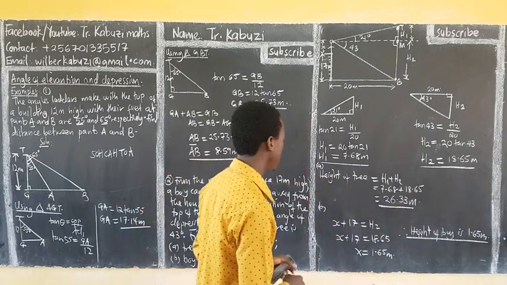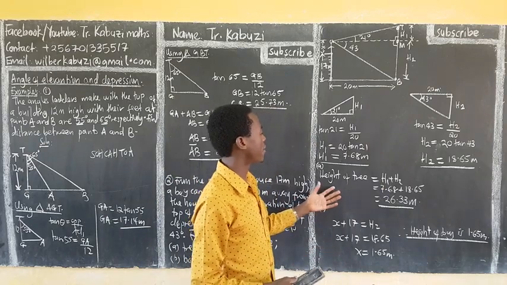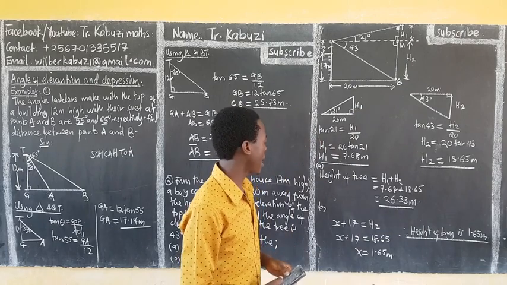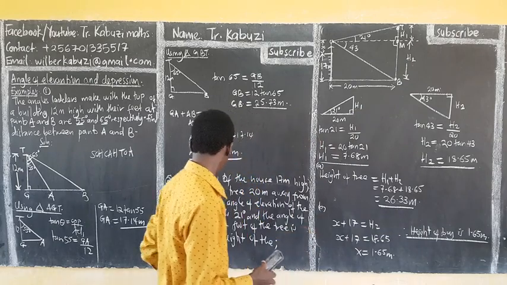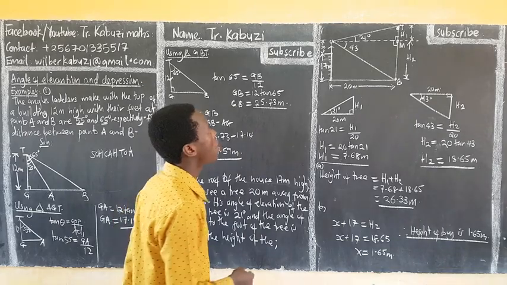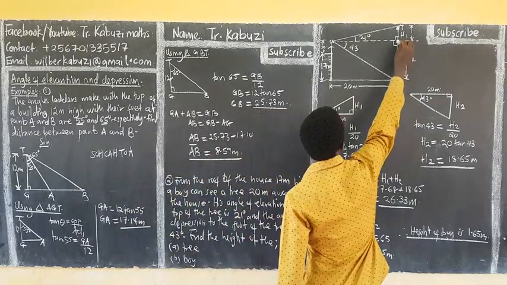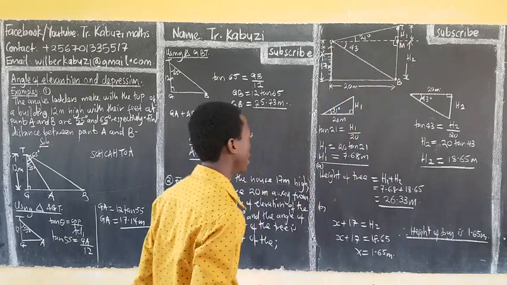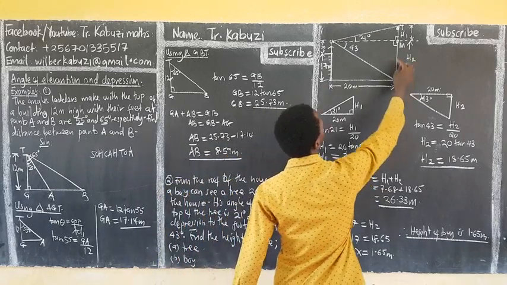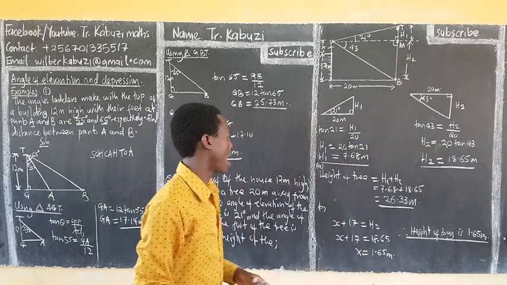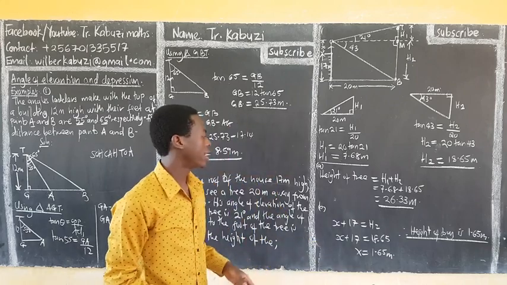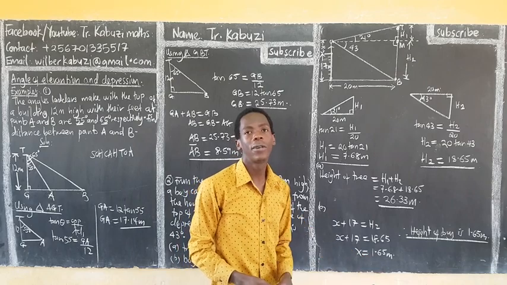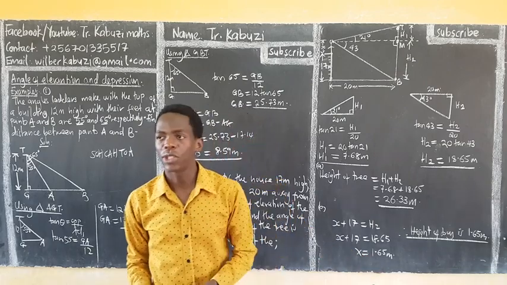Now, after getting the height of the tree, which is 26.3 meters, they're asking us for the height of the boy. The height from here up to here is the same as the height of this building plus the height of this boy, x. So x plus 17 will give us the whole of that H2. If you do that algebra, your boy is going to be 1.65 meters. And so that's how we handle that question. I wish you well.